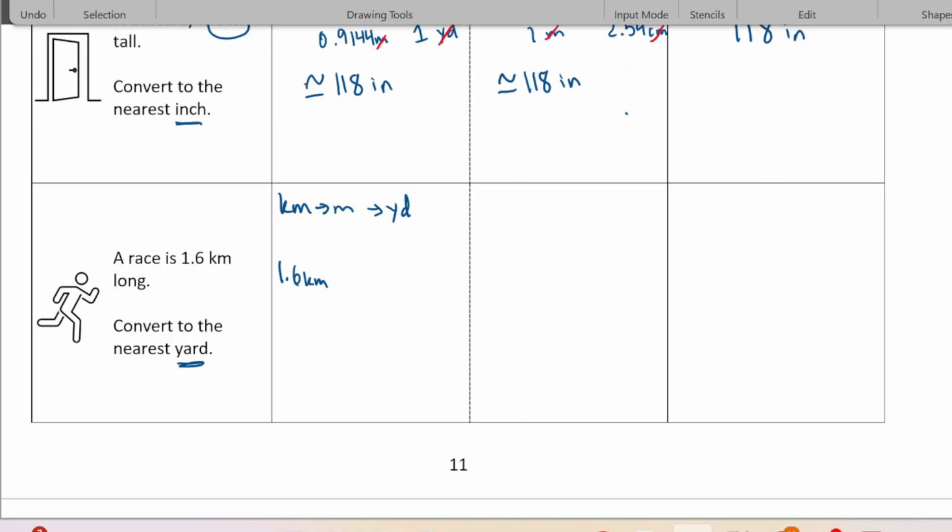So start with what you have, 1.6 kilometers, and then there's 1,000 meters in 1 kilometer. So again, you want to make sure the units we don't want anymore have canceled out. And then 1 yard is about 0.9144 meters. Again, the meters have now canceled out and we're left with yards, which is what I want.